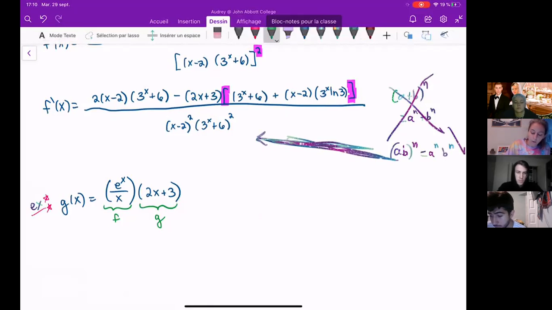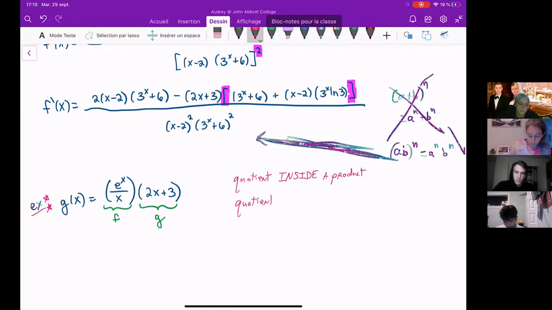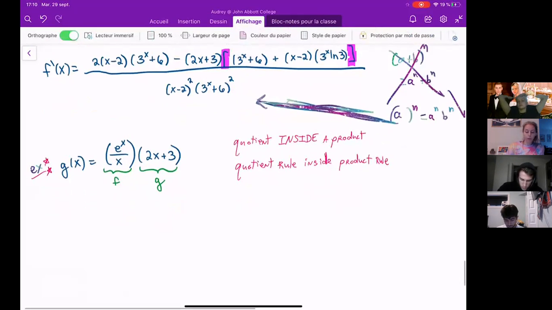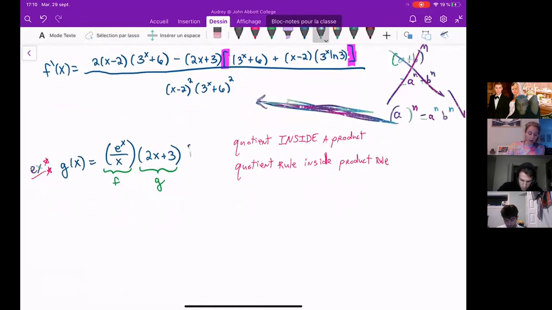So here I have a quotient inside a product, which means I'm going to have a quotient rule inside my product rule. But I'm going to do this in the same way. I identified my F and G for the product rule. So I have my product rule going on here.